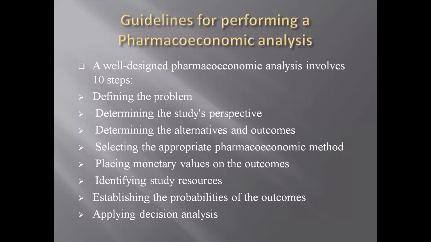Now coming to the guidelines for performing a pharmacoeconomic analysis. Pharmacoeconomic analysis involves 10 steps. First one is defining the problem, then determining the study's perspective, then determining the alternatives and outcomes, and selecting the appropriate pharmacoeconomic method, and placing monetary value on the outcomes, then identifying study resources, and establishing the probabilities of the outcomes, and applying decision analysis.